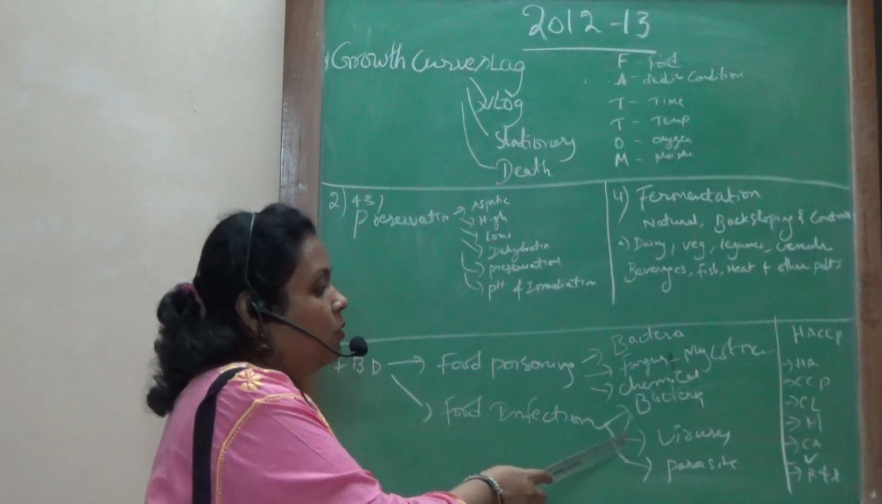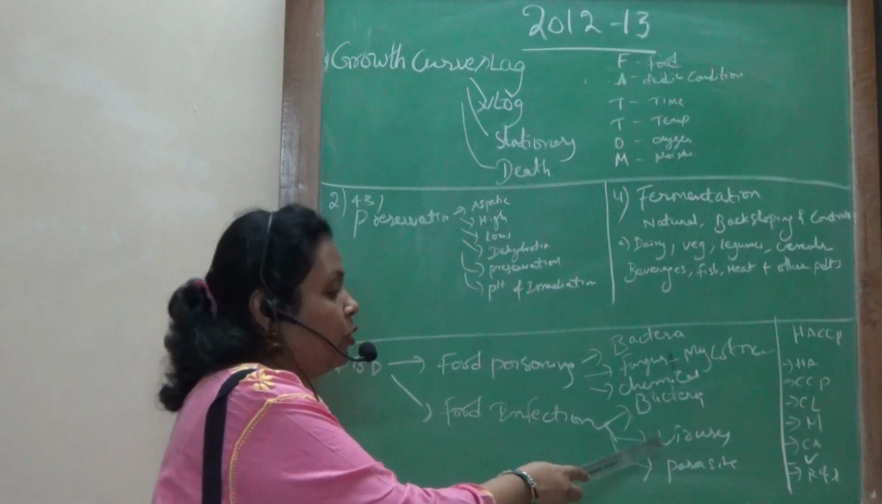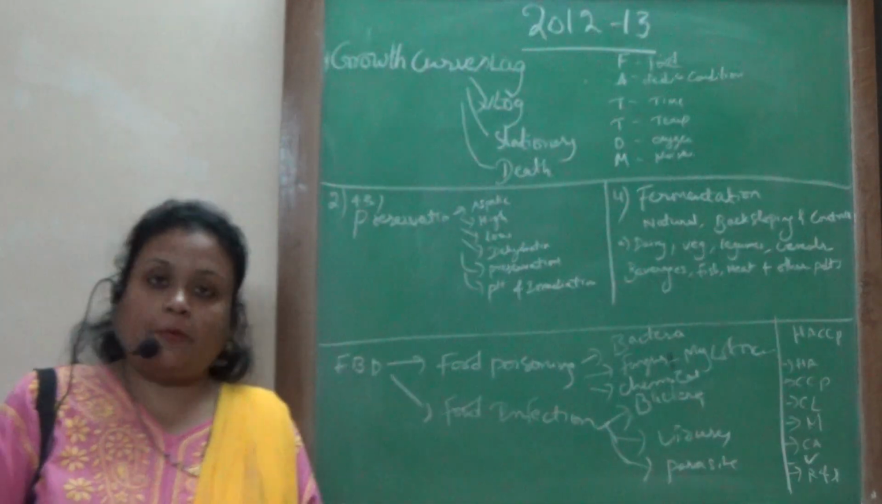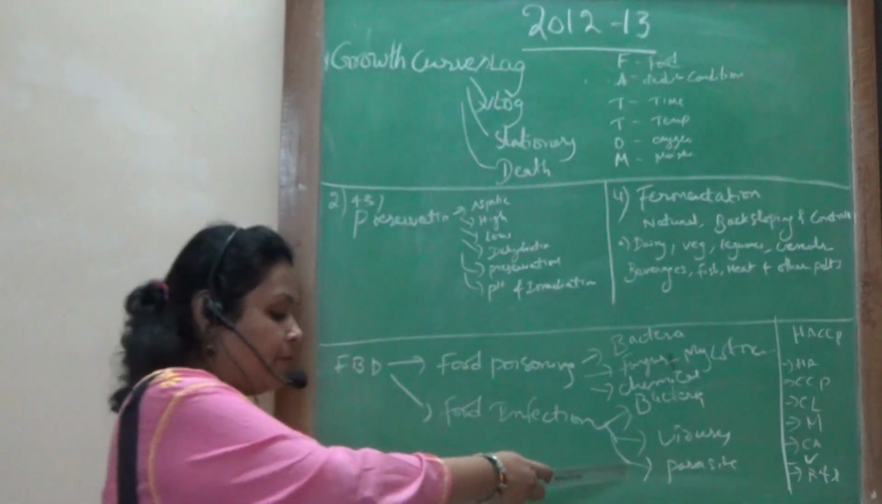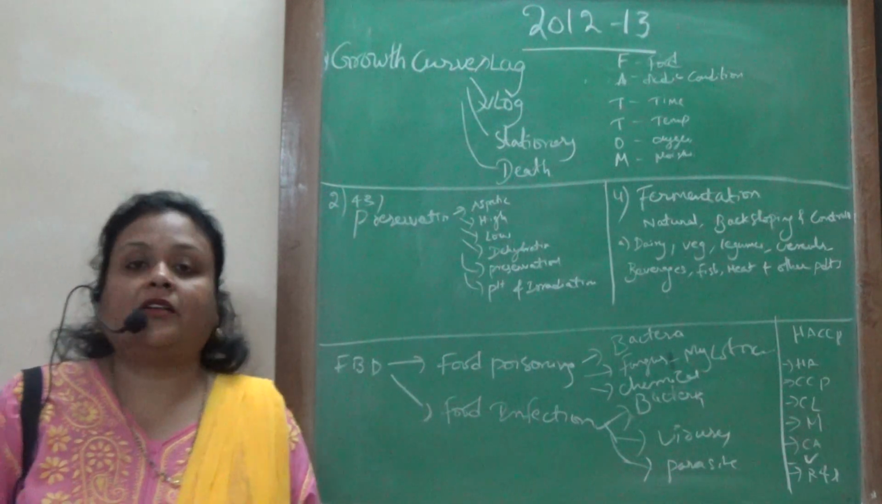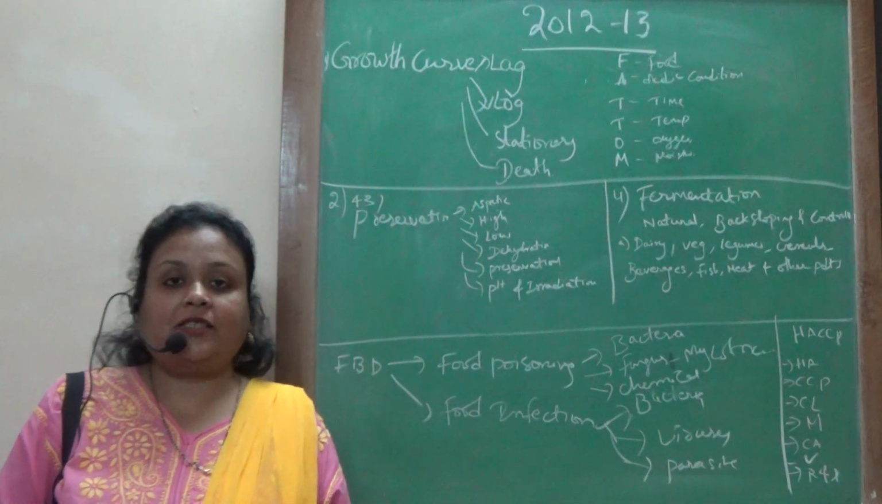Next, you're talking about the viruses, where you can give the example of two viruses like norovirus and hepatitis A virus. Then talk about the parasites. You can give two examples of parasites, that is trichinosis as well as teniasis.